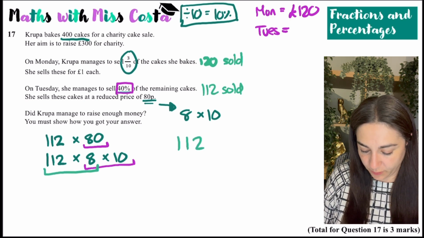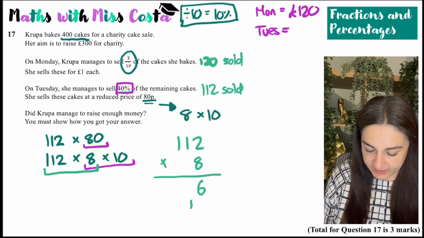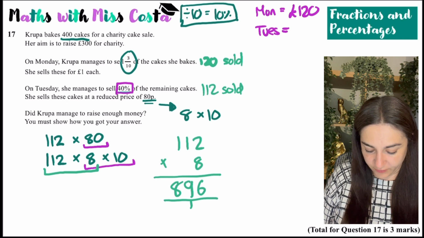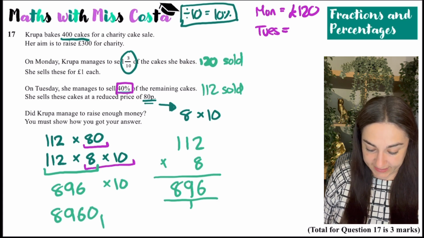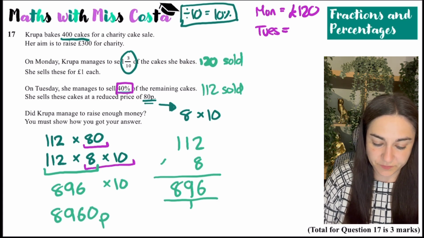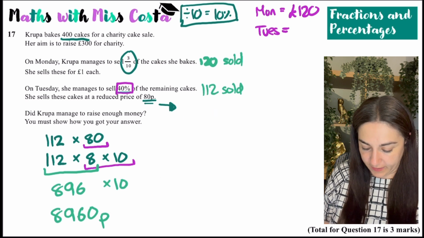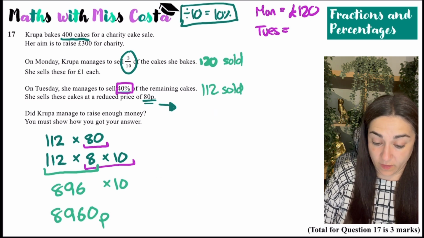So 112 times by 8, I've got 8 times 2 is 16, 8 times 1 is 8, add the 1 is 9, 8 times 1 again is 8. So 112 times by 8 is 896, and then I'm left with times by 10, so that's going to be 8,960 pence. So once again, my answer is in pence.